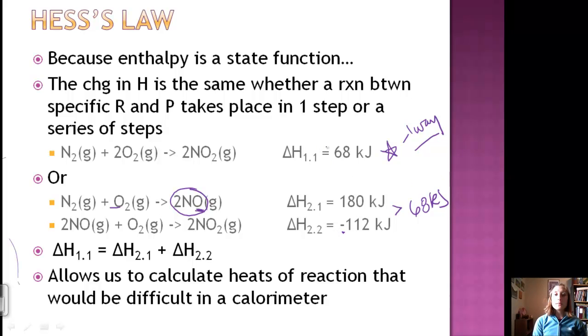Also a quick reminder: because this is positive, that means this reaction is endothermic. Same with this one. And because this reaction is negative, that makes it exothermic. It's always good to be reminding yourself of those things.